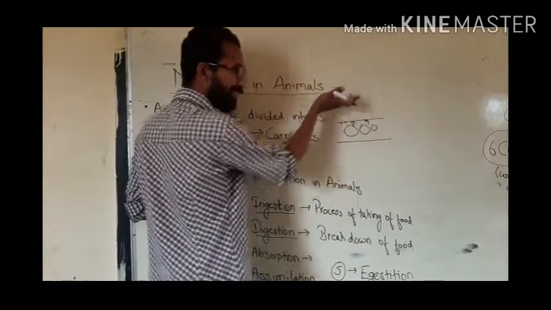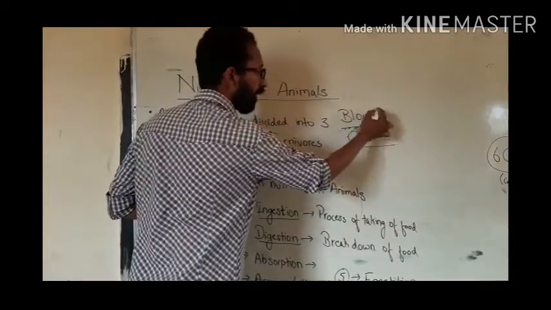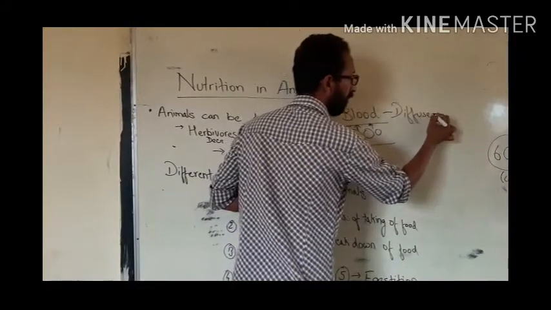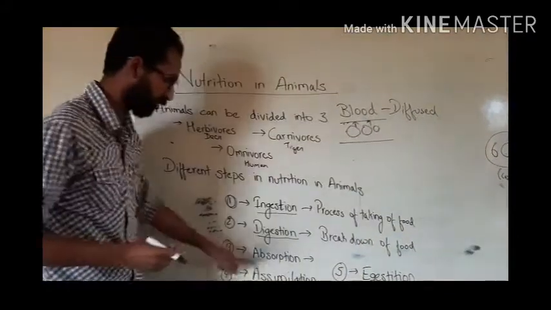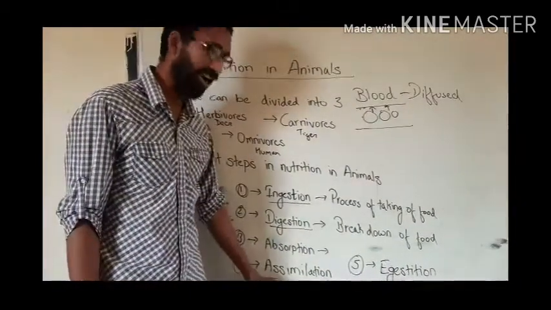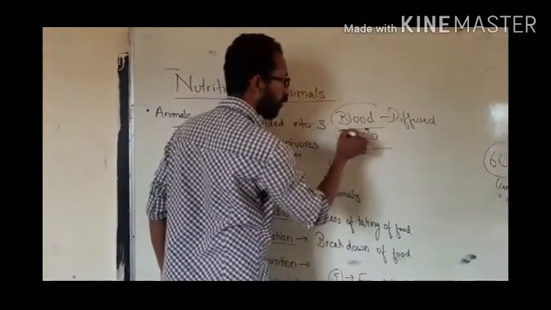So it reaches the blood. It is diffused into the blood. It is diffused into the blood, and this process is called absorption. The next is assimilation. The absorbed food that is diffused into the blood.